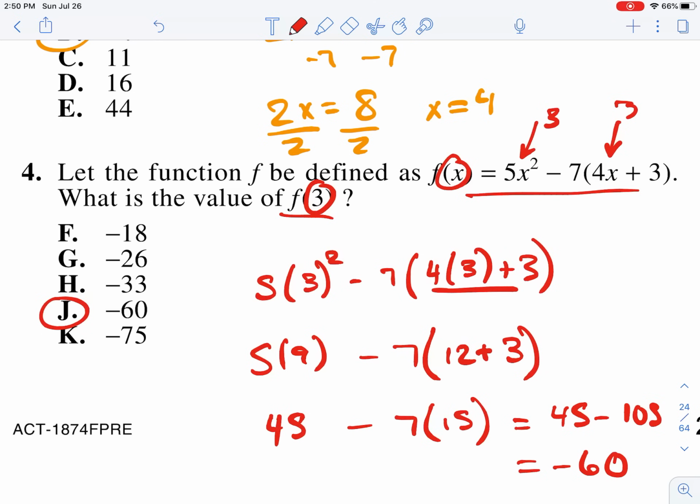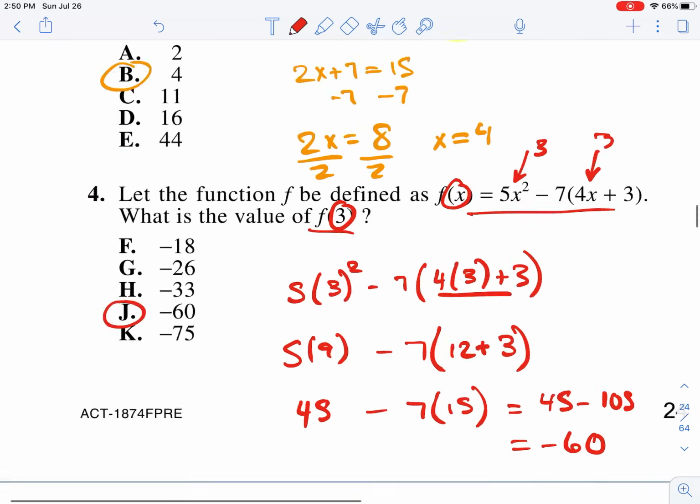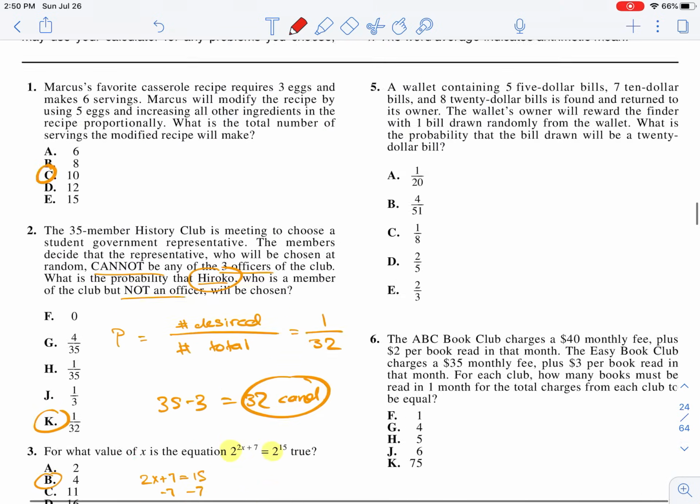Simple algebra, again, you just gotta work on your simplification. If you messed up here, maybe you made a sign error with this negative, or maybe you made an error with distributing this properly, the 4 times 3 and everything. But apart from that, it's a pretty simple problem.